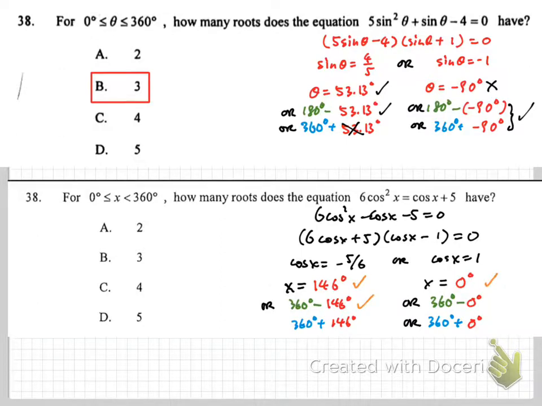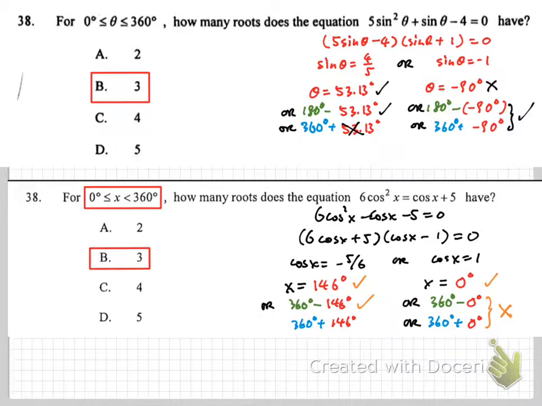We have 360. But hey, do we keep or do we reject 360? We have to look at the range, right? That's why the range is becoming very important. Now, if you notice here, it does not include 360 in the range, all right? So 360 is not within range, so it is not accepted. After all, there are only 3 answers to this question, right?